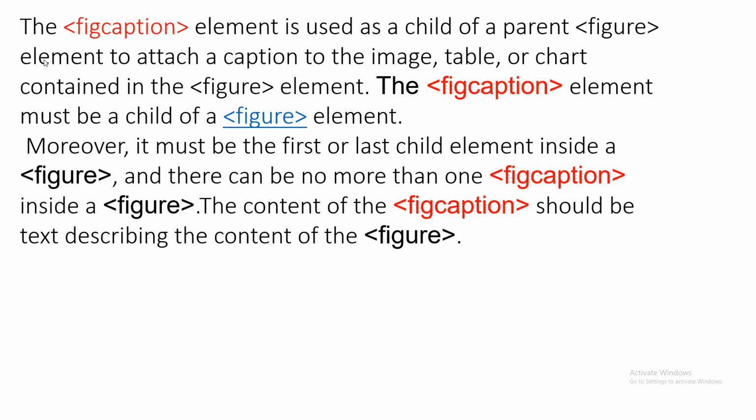Next, figcaption. The figcaption element is used as a child of the parent figure element to attach a caption to the image, table, or chart contained in the figure element. The figcaption element must be a child of the figure element. Moreover, it must be the first or last child element inside the figure, and there can be no more than one figcaption inside the figure. The content of figcaption should be text describing the content of the figure.